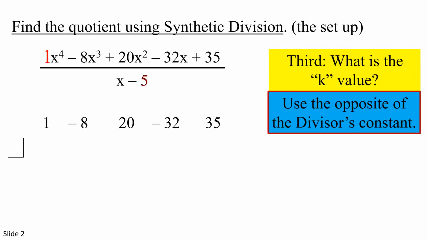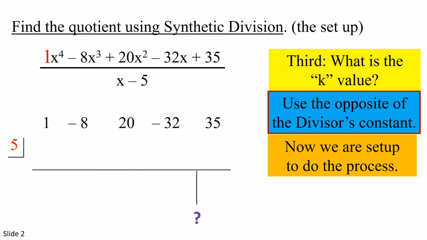Third, we need to find the k value. Well, the k value is the opposite of the divisor's constant. So it says x minus 5, so we're going to use a positive 5. Because we are x to the fourth and we're dividing by a linear x to the first, we're going to lose the last digit. So I'm putting a vertical line so that the 35 underneath won't be part of the answer.